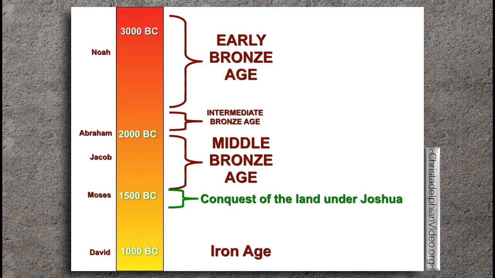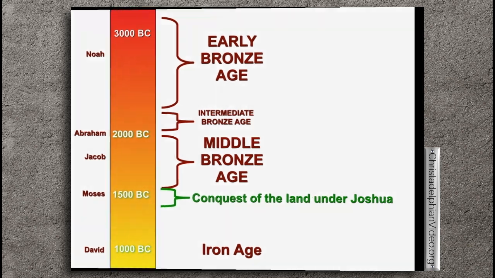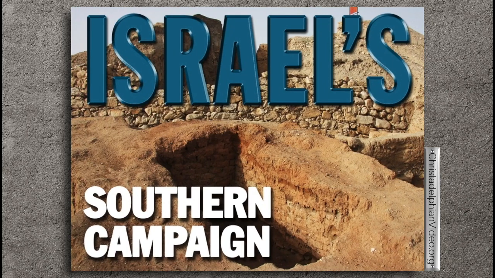And as you go through your readings in Joshua, it's helpful, I certainly found it helpful, to get my head around what's actually going on. When Joshua goes into the land, they go into the south first of all, and then they deal with the north afterwards. And so we're going to try and follow the story in somewhat chronological order. So we begin then with Israel's southern campaign.